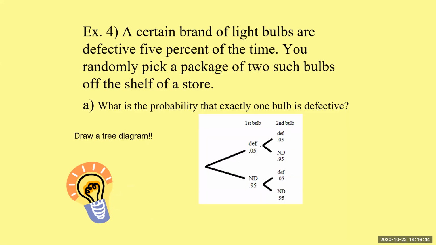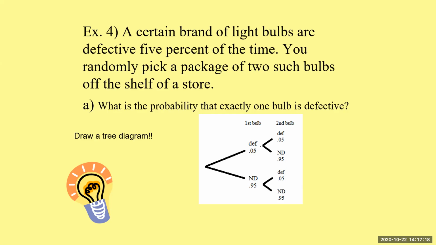So let's think about the first bulb. The first bulb, I have 2 options. It could be defective with a probability of 0.05, or it could be not defective at a probability of 0.95. And my second bulb, again, I could have defective with probability of 0.05 or not defective. And again, I could have the first bulb not defective, but the second bulb could still be defective, 0.05, or not defective, 0.95. So here's what we call a probability tree.